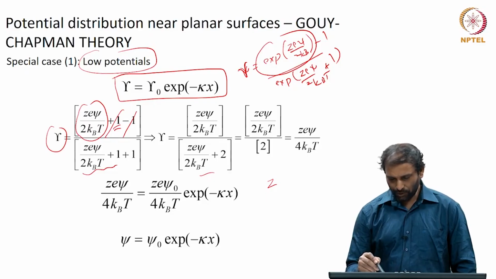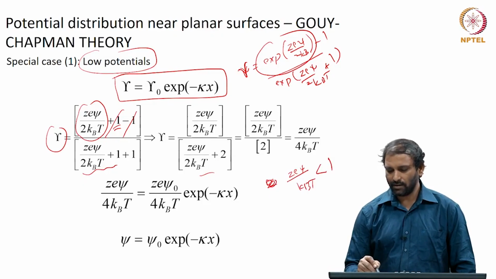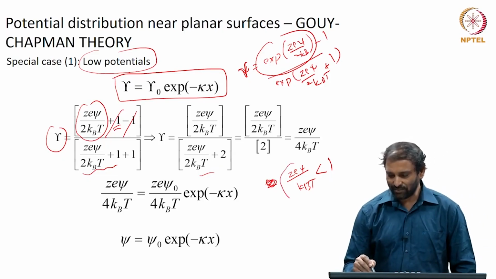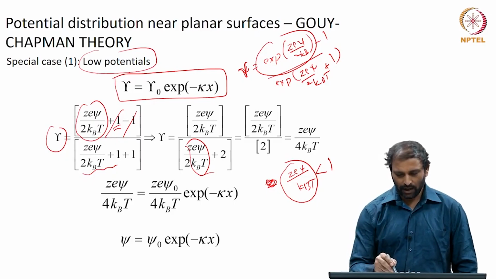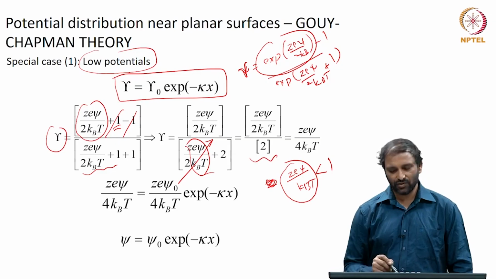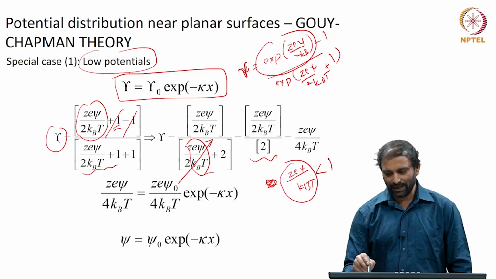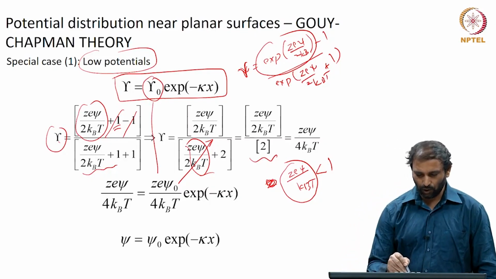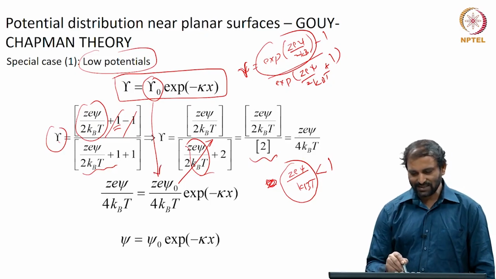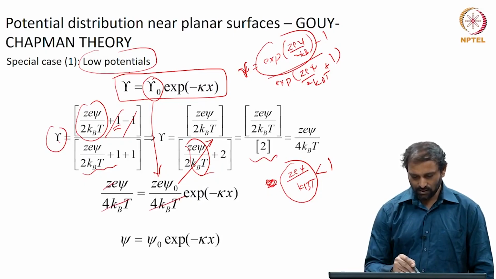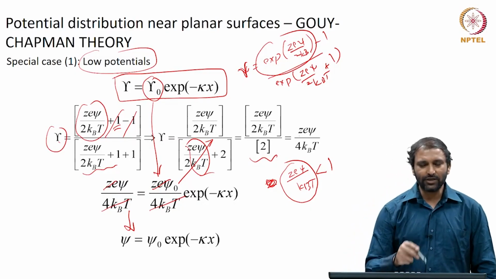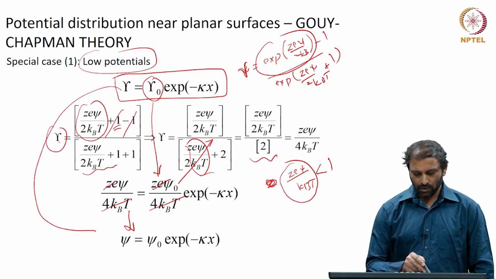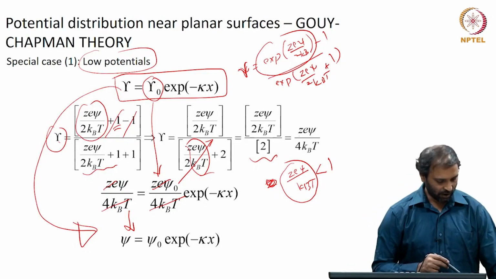So the low potential case is when z e psi divided by k b t is less than 1, okay, and because z e psi divided by k b t is less than 1, that divided by 2 is going to be even further less than 1. Therefore, I can neglect this term. So, the denominator essentially will be just 2. Therefore, gamma becomes z e psi divided by 4 k b t. I can do a similar simplification also for gamma naught as well, which again turns out to be z e psi naught divided by 4 k b t, and this gets cancelled, this gets cancelled, and you end up with the expression for the low potential limit. Okay. Therefore, the general Gouy Chapman solution simplifies to the Debye-Huckel approximation for the case of low potential.